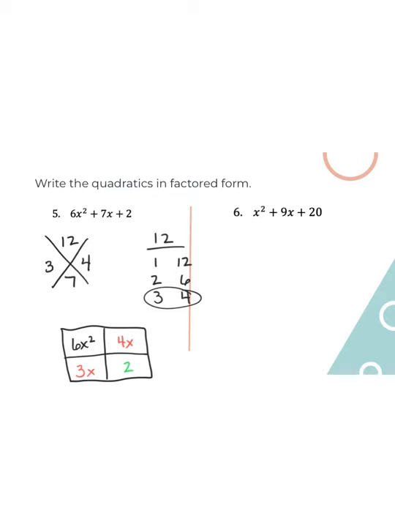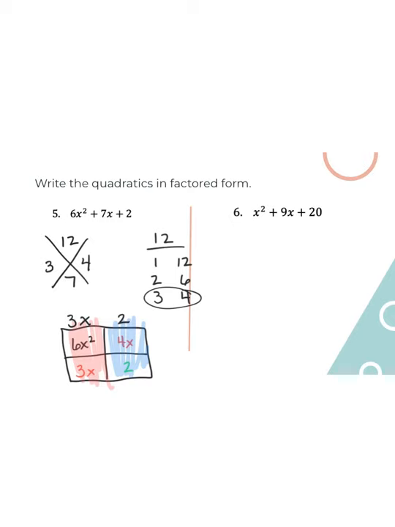So I'm going to start with 6x squared and 3x. So I know 3 will go into 6, so my number is going to be a 3. My greatest common factor is a 3, and then they both have an x. When I move over, I have a 4 and a 2, and I know that 2 will go into both of those. So my greatest common factor is a 2, and I don't need an x there.